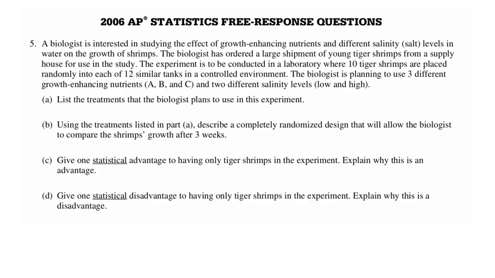The biologist is planning to use 3 different growth-enhancing nutrients, A, B, and C, and 2 different salinity levels, low and high. Now, list the treatments that the biologist plans to use in this experiment, and then using the treatments in part A, describe a completely randomized design that will allow the biologist to compare the shrimp's growth after 3 weeks. So we'll do A and B on the next slide.